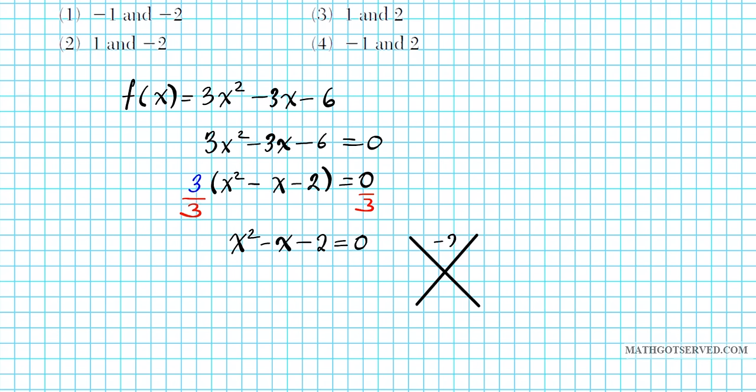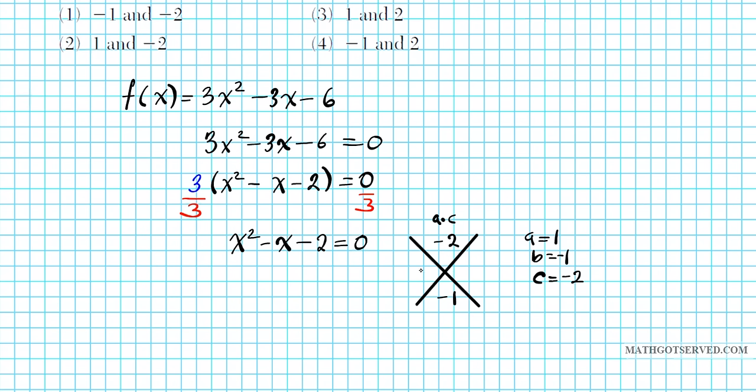AC goes on top, -2, and B is -1. Okay. In this problem, A is 1, B is -1, the coefficient of x, and C is -2, the constant. Okay, so we multiply A and C, so you get -2, and B is -1. Now, what two numbers multiply to give you -2 and add to give you -1?